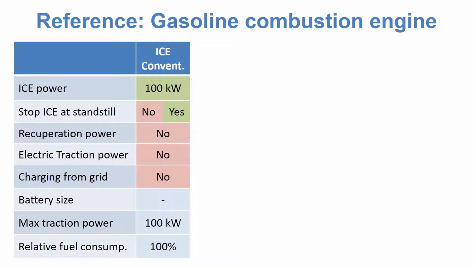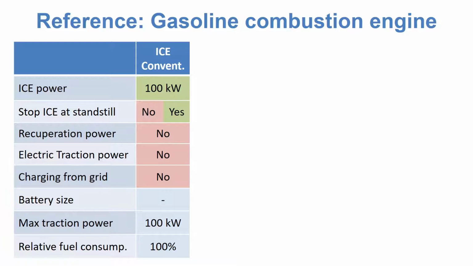This first presentation is only intended to give an overview, such that it's clear why they are sized differently and what demands they aimed to meet. We start with the conventional gasoline combustion engine powertrain as a reference. The investigated vehicle is a mass-market family car with an engine power of 100 kilowatt.